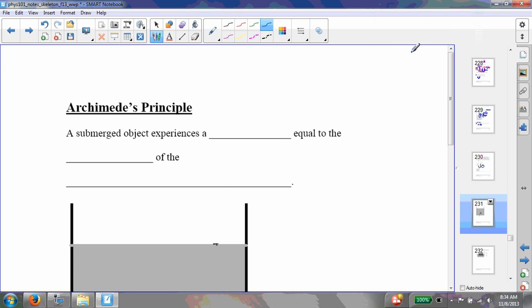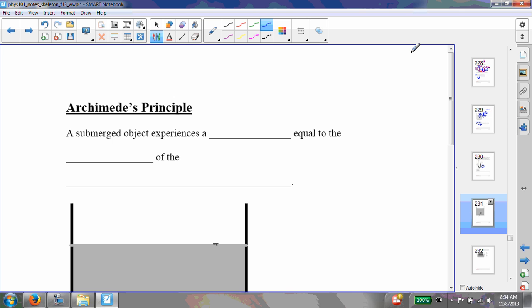Okay, let's look at Archimedes' principle. Archimedes' principle is the idea behind buoyant forces. That is, when you get in the swimming pool and you're swimming around, you feel a lot lighter than you actually are. And that's because the water is actually pushing up on you with this buoyant force. And that buoyant force we'll find is described by Archimedes' principle.